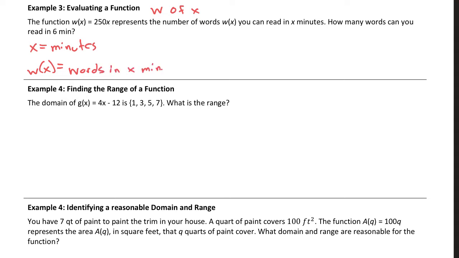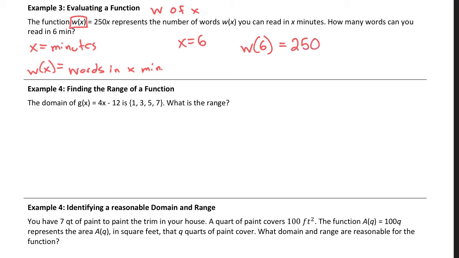So w of x is not a multiplication. This is its own variable. This entire thing here is its own variable. I know variables usually are one number, but think of this as its own variable. So it says, how many words can you read in 6 minutes? So we know in this situation, x is 6. So I am evaluating for an input of 6 to find an output.